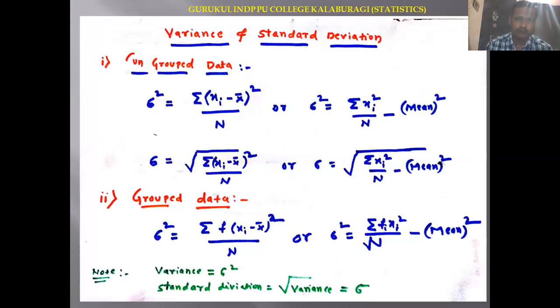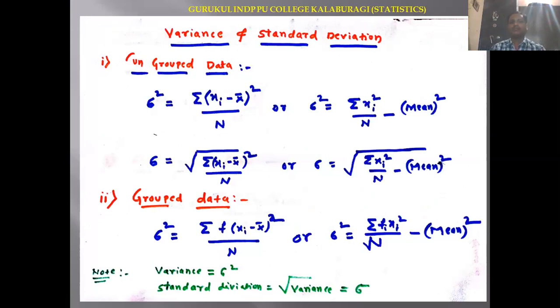The next fundamental will be variance and standard deviation. Variance is usually denoted by rho square, and standard deviation is rho, because standard deviation is always the square root of variance. For ungrouped data, to find the variance, rho square is equal to summation of (xi minus x bar) whole square divided by n. Another formula we can use is rho square equal to summation of xi square divided by n, minus mean whole square.